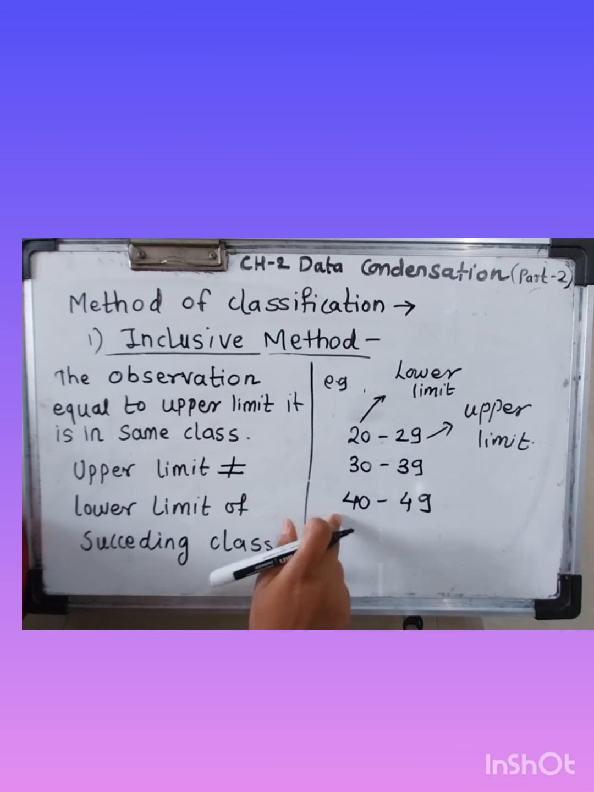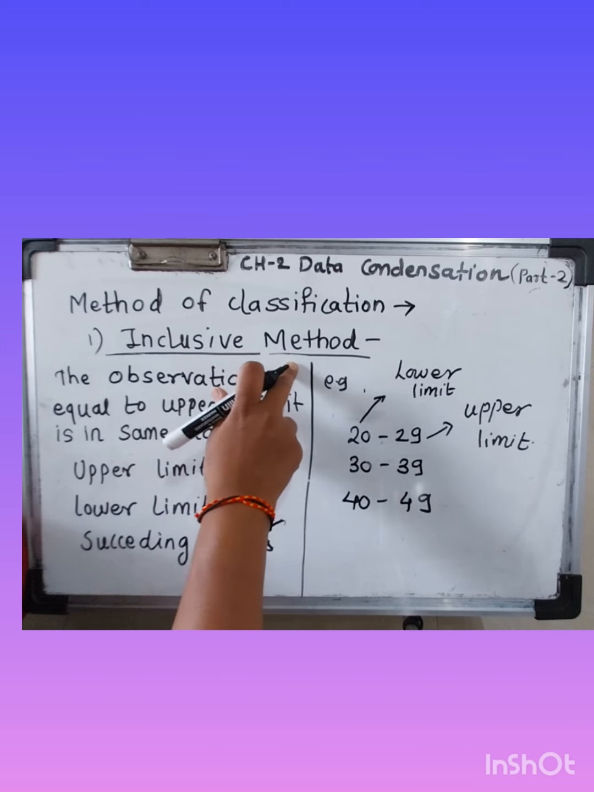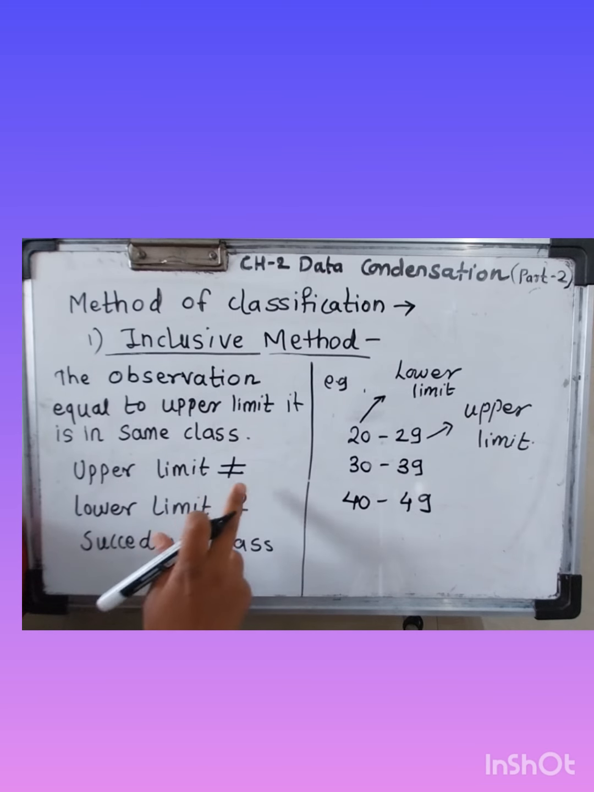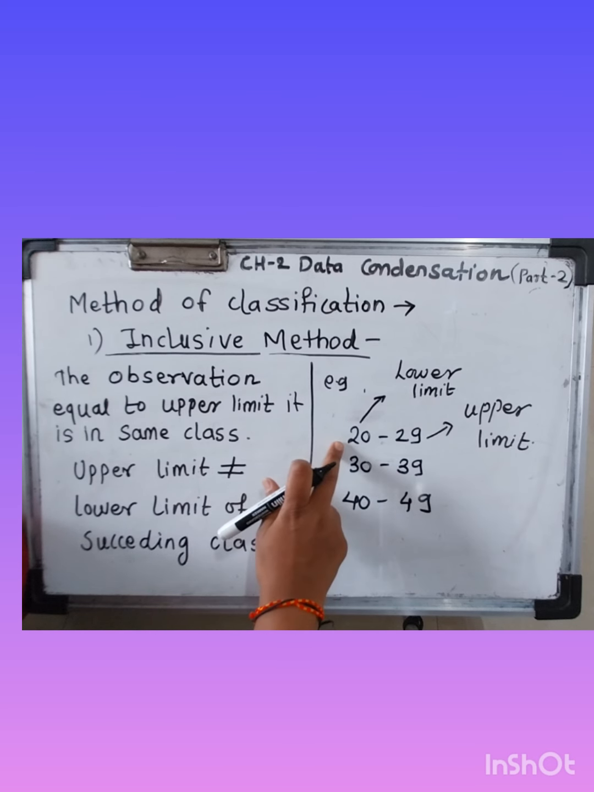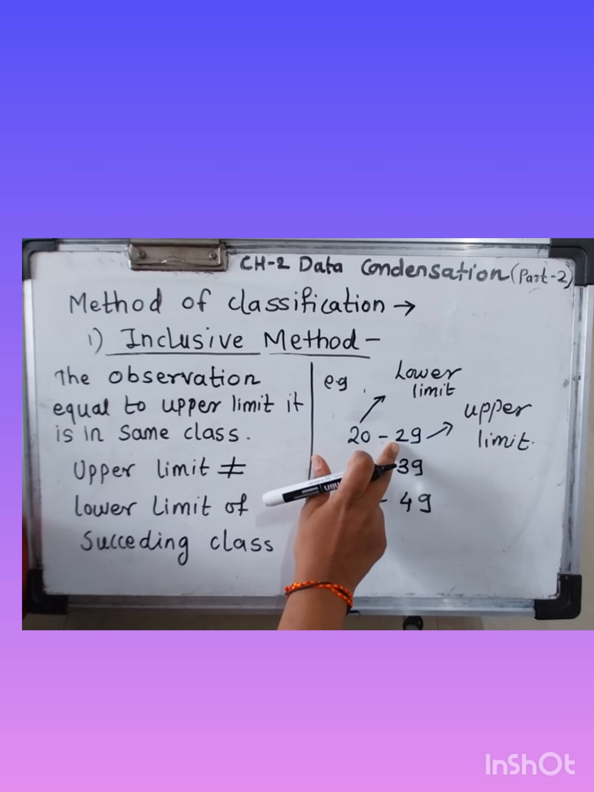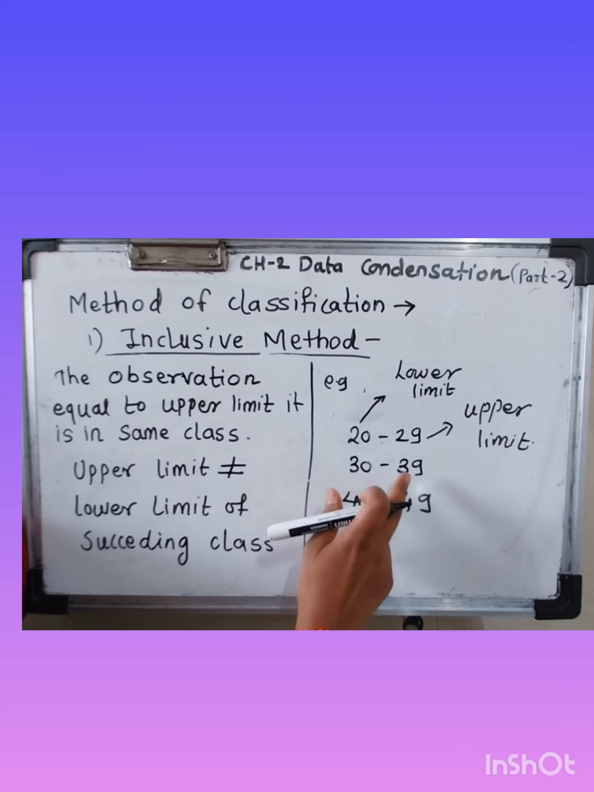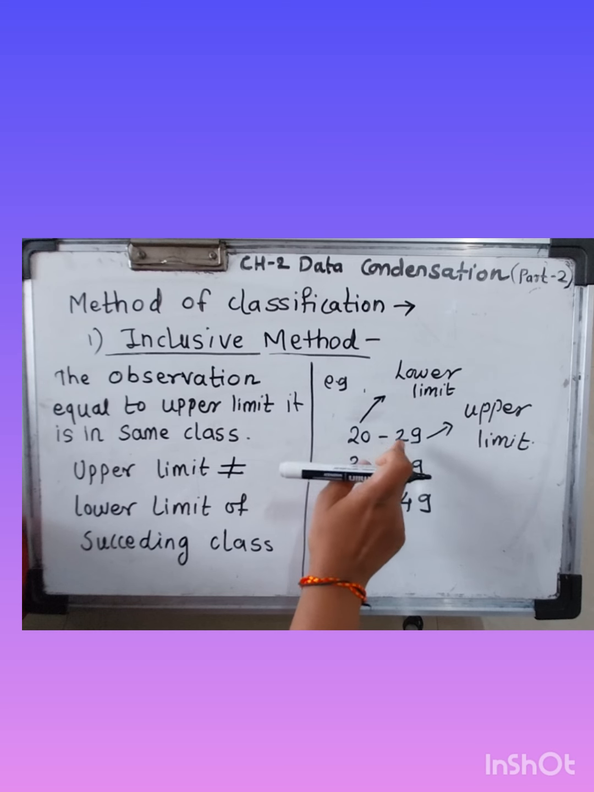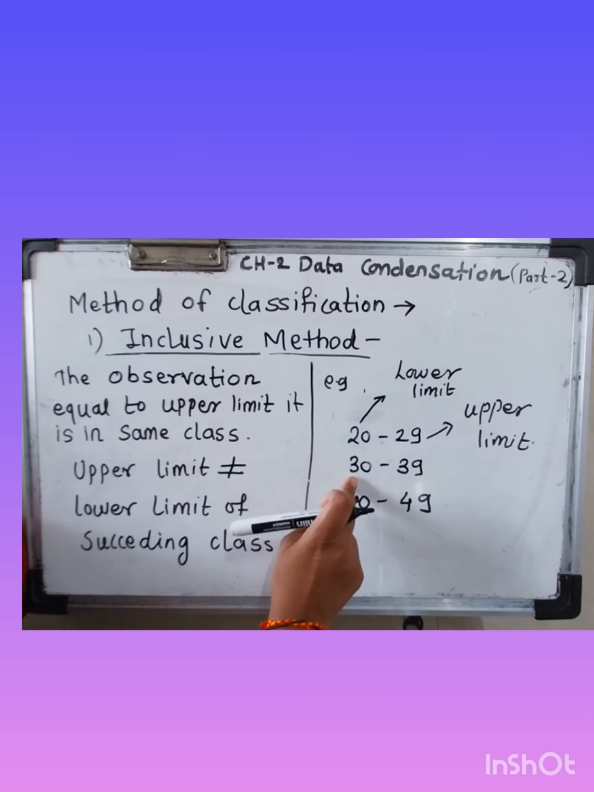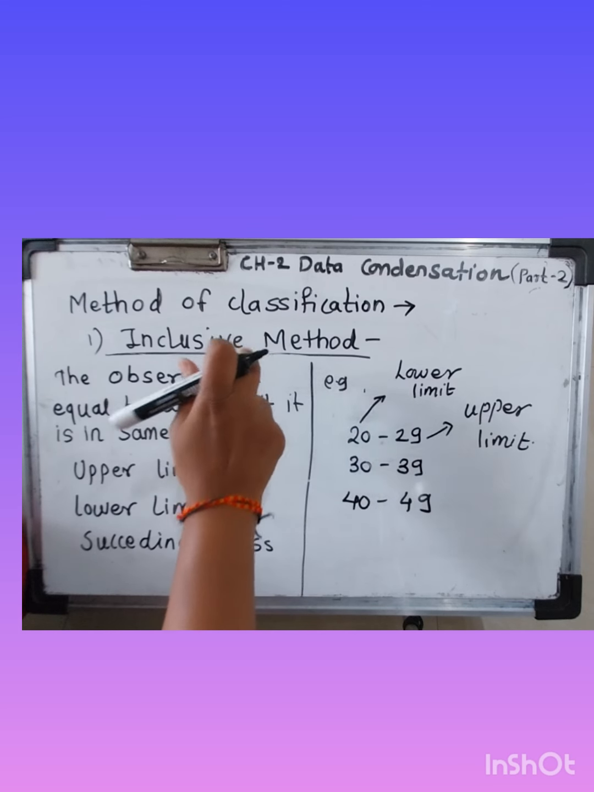Okay, so we call it an inclusive method where the upper limit is not equal to the lower limit of the succeeding class. 20 is the lower limit, 29 is the upper limit; in the second class, 30 is the lower limit and 39 is the upper limit. So this upper limit of the previous class does not match the lower limit of the succeeding class. There is a difference of 1, so we call it an inclusive method.